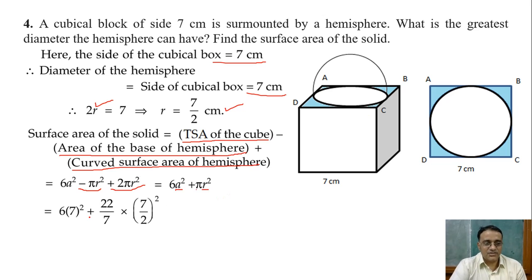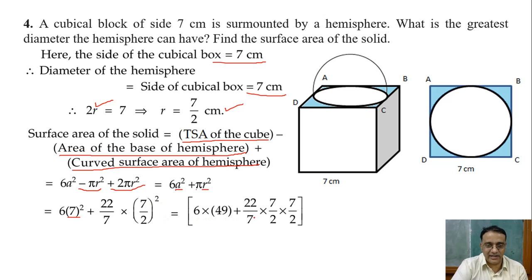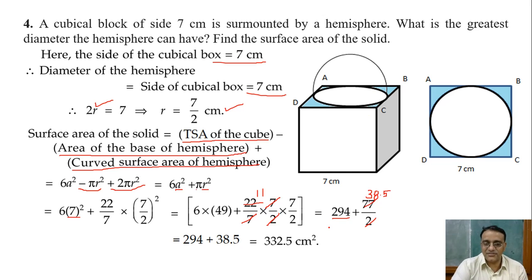Okay. So 7 square it will become 49, और ये 7 by 2 दो बार लिखेंगे, जिसमें एक 7 हम लोग कैंसिल कर सकते हैं और ये भी कैंसिल कर सकते हैं। So 77 by 2 आ जाएगा। Okay, so 294 plus 77 by 2, and 77 if you divide it by 2, what you will get? 38.5. So 294 plus 38.5, final 332.5 centimeter square.